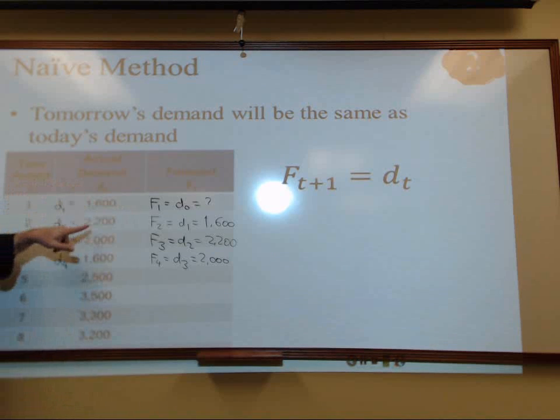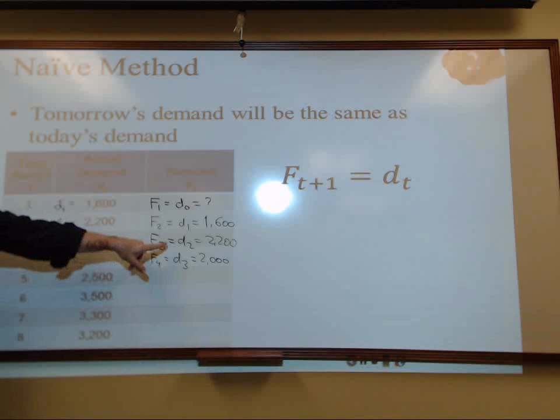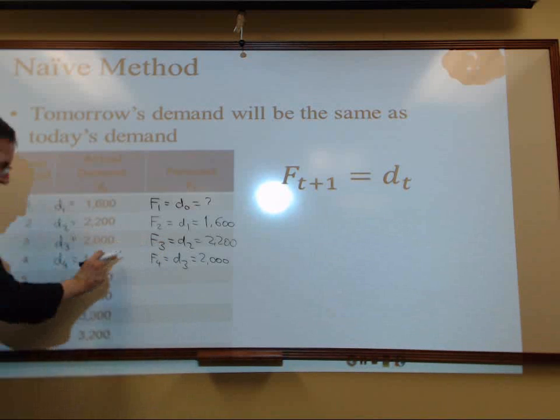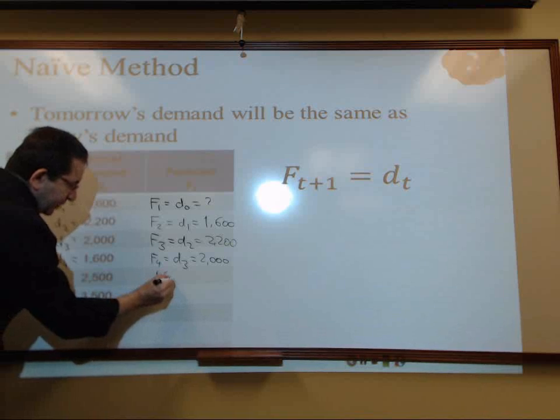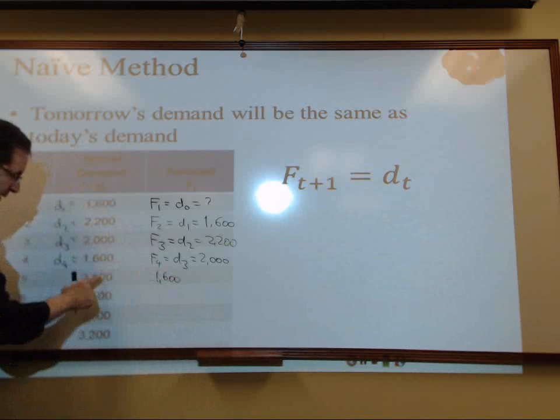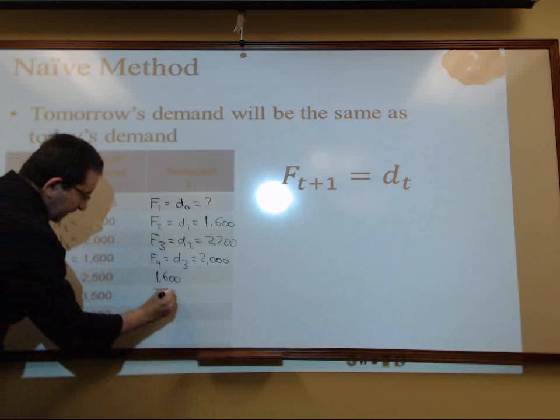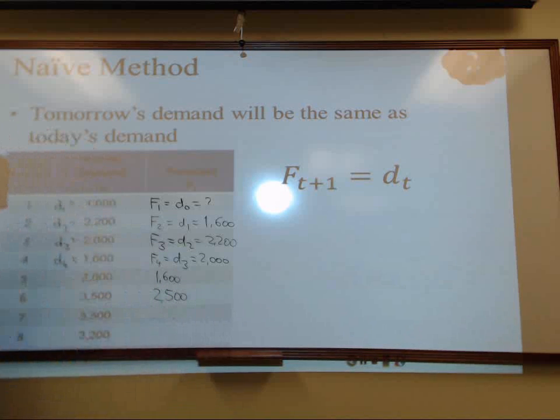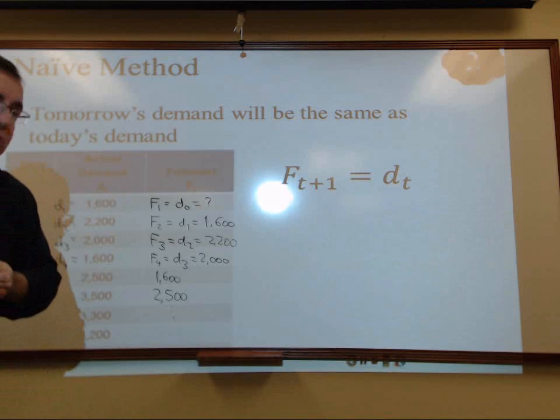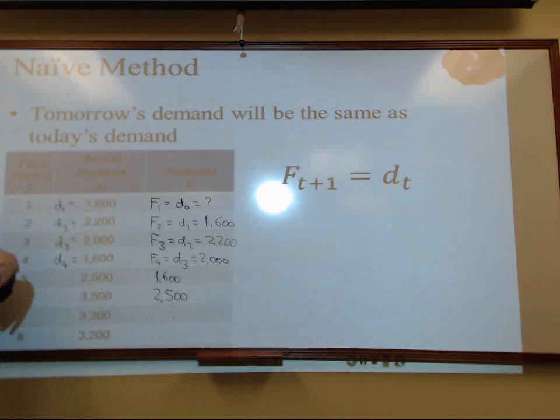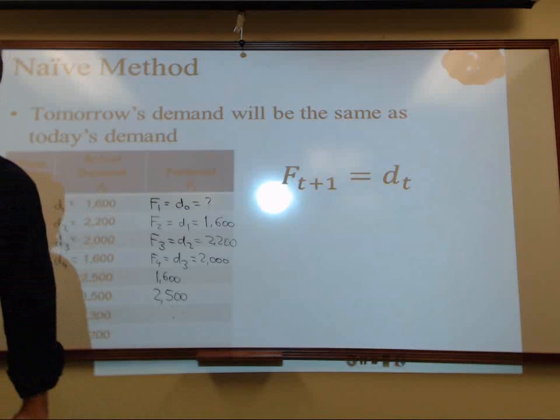So you just basically take this number and carry it over to the next period. So for example, this will be 1600, here 2500, okay? So this is how you use the naive method as one of the alternatives, okay? So since this method is not particularly clever, people came up with different methods, okay?